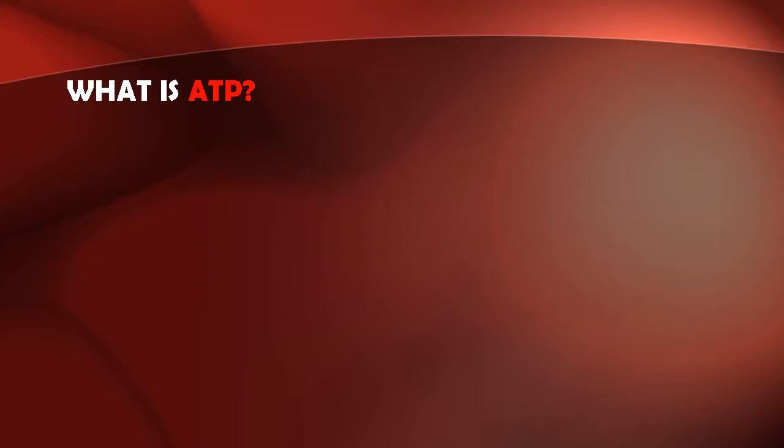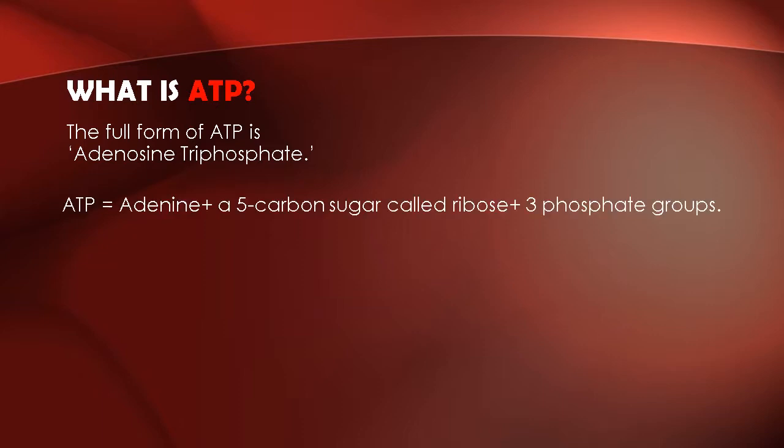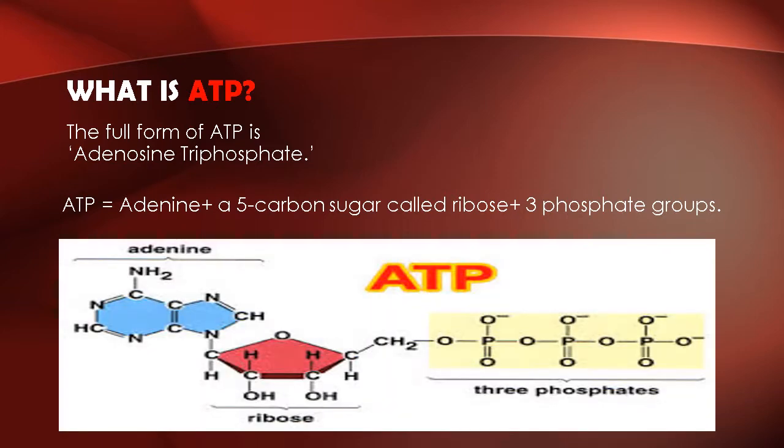What is ATP? The full form of ATP is adenosine triphosphate, and one ATP molecule is composed of an adenine plus a 5-carbon sugar called ribose and 3 phosphate groups. If you see here in the diagram, you have a molecule adenine, here's the ribose sugar, and here you see these 3 phosphate groups are attached. That is why it is known as adenosine triphosphate.